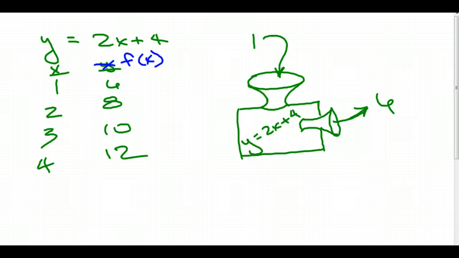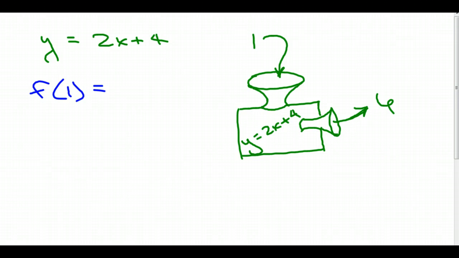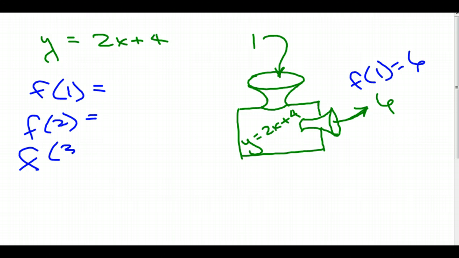So what this would look like is, I would not write this whole table here. I would just do this. f of 1. That means, what happens when I put a 1 in that function machine? What's it going to spit out? So f of 1 equals 6. What happens when I put a 2 in for x? Or a 3 in for x?